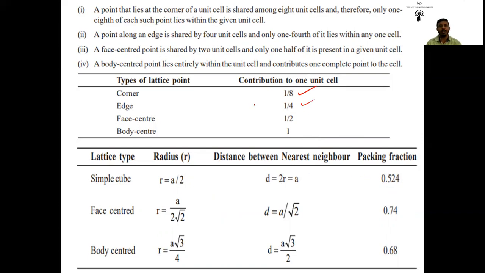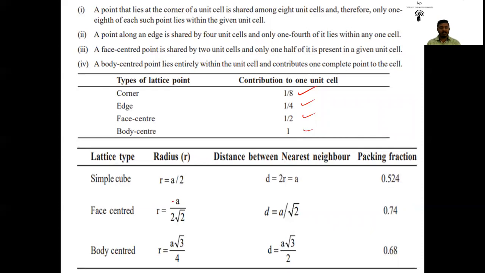A face-centered particle is shared by 2 unit cells and only 1/2 of it is present in a given unit cell. If you consider a face-centered unit cell, there are 6 faces in one unit cell, and the contribution of each face-centered particle is 1/2. And a body-centered point lies entirely within the unit cell and contributes one complete point to the cell. The body-centered particle is present only once in one unit cell and is not shared with any other unit cell. Hence, its contribution for one unit cell is 1.